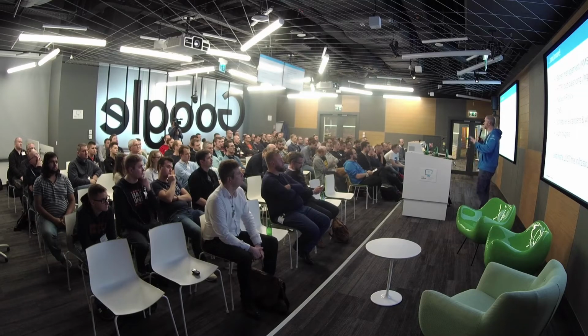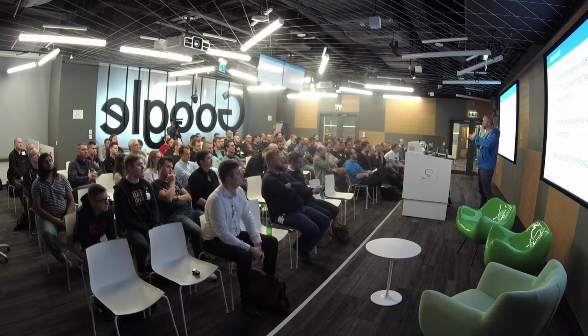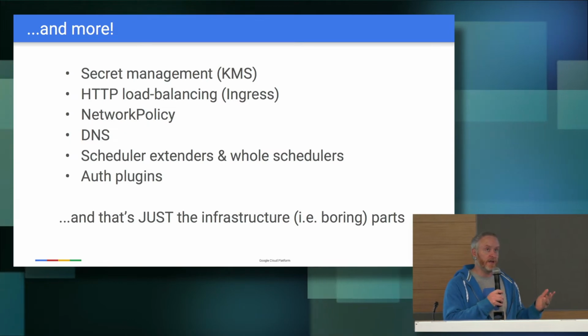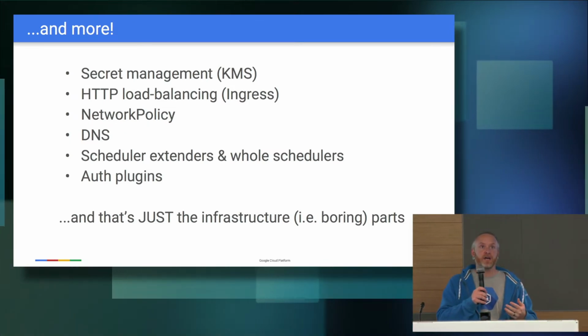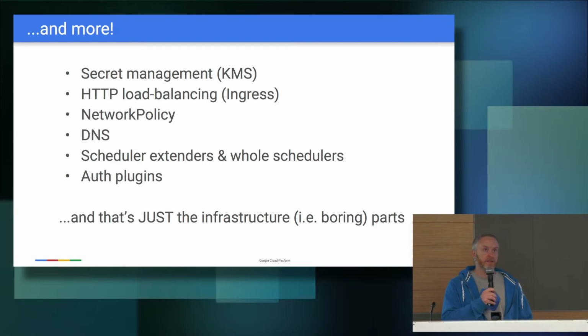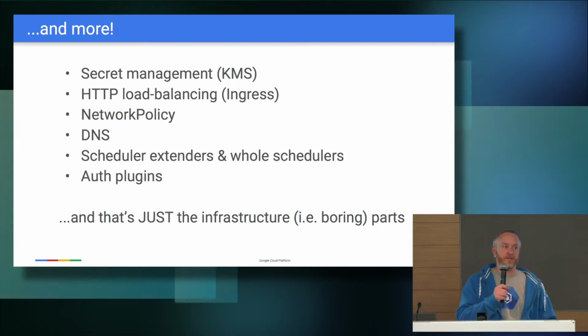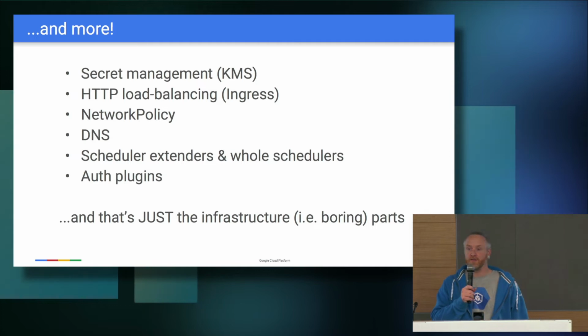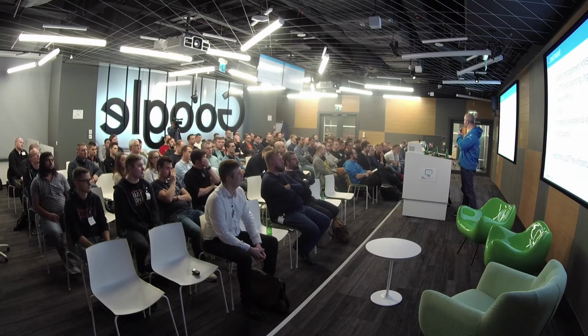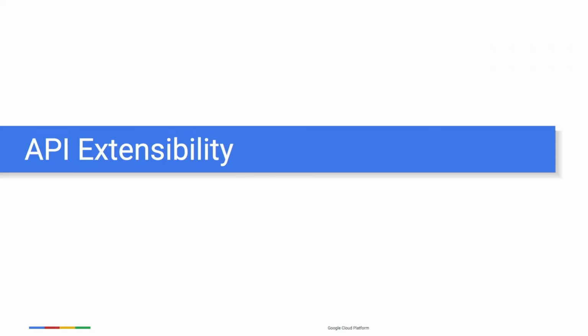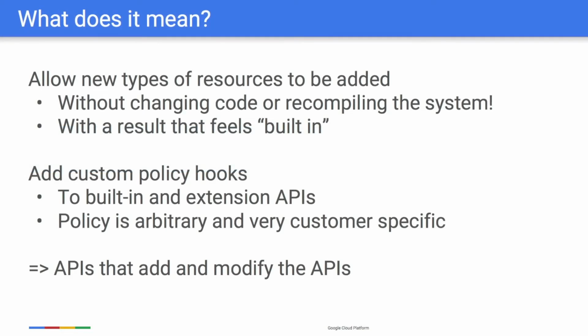So there's a whole bunch more, but I want to switch to the other topic now. Other things that are pluggable, right? Secret management, we have an RPC interface for auth stuff. We have ingress for load balancing. DNS is a pluggable interface. You can replace our DNS server with any other DNS server you like, etc. So these are just the boring parts. These are the parts that are sort of below Kubernetes. Let's talk about the parts that you build on top of Kubernetes. This is the API extensibility topic.